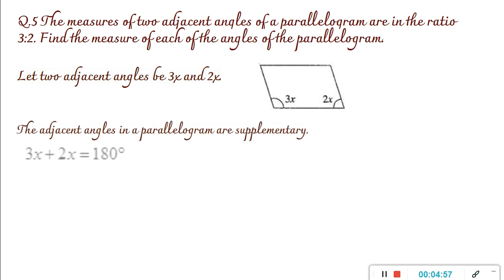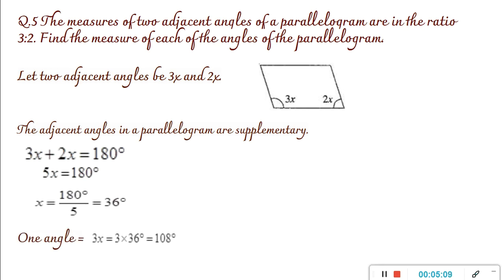So we can write 3x plus 2x is equal to 180 degrees. 5x is equal to 180 degrees. So x is equal to 180 degrees upon 5, that is equal to 36 degrees. So one angle, that is 3x, 3 into 36, is 108 degrees. Another angle, that is 2x, that is 2 into 36, is equal to 72 degrees. So the angles are 108 degrees and 72 degrees. Okay.